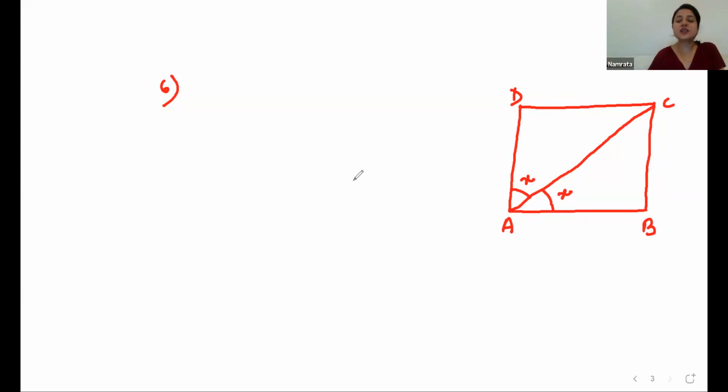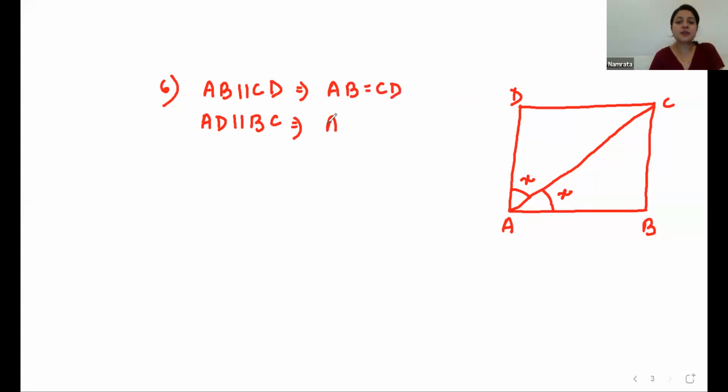So we know ABCD is a parallelogram. So we know side AB must be parallel to side CD, and side AD must be parallel to side BC, since it's a parallelogram, which is already given, right? Yes, ma'am. Now we can also say if AB is parallel to CD, both must be equal in length also. AB is equal to CD and AD must be equal to BC, because that's the property of a parallelogram.